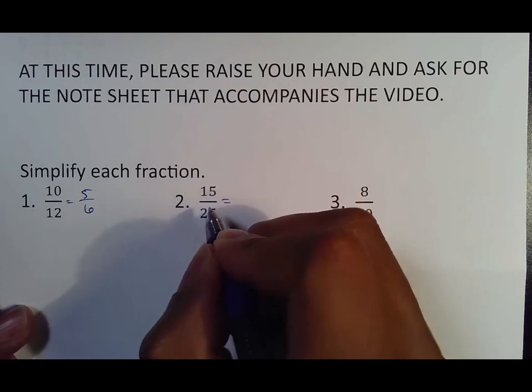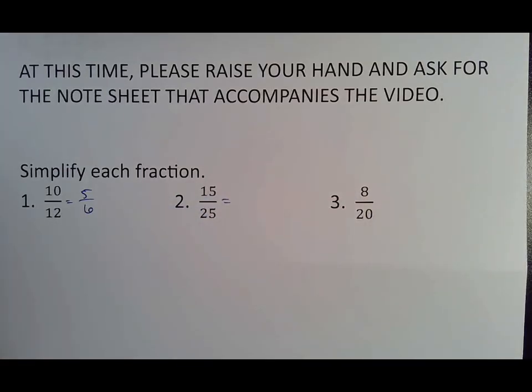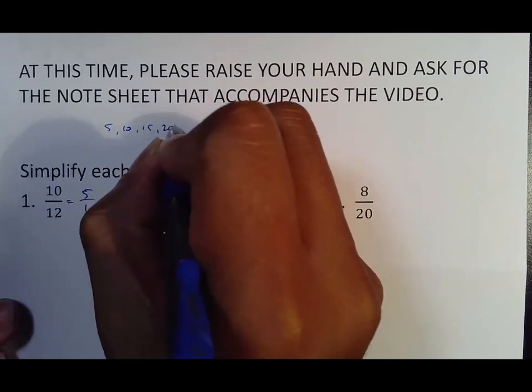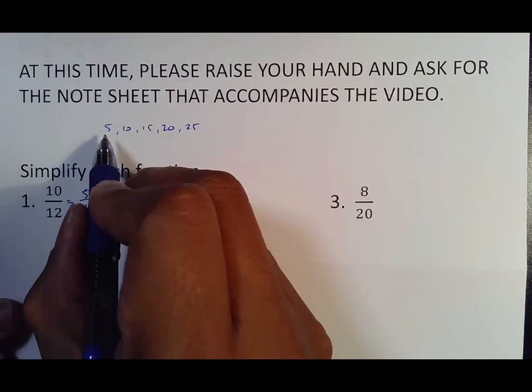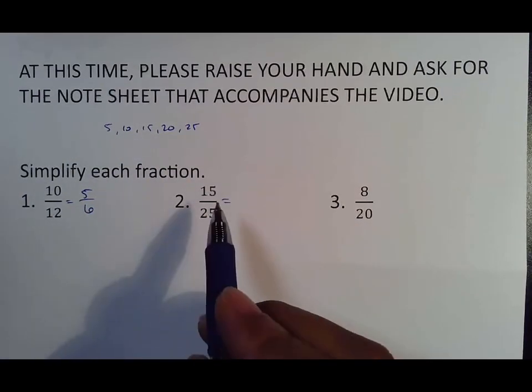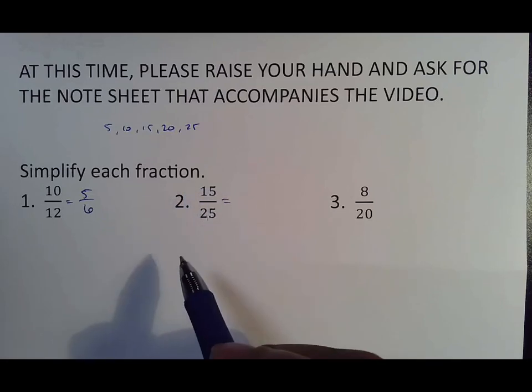15 and 25, they both end in 5. Again, figure out these little tricks that you can use. Multiples of 5 end in 0 or 5, because if you look at just the first few, it's 5, 0, 5, 0, 5. So whenever you have two numbers that end in 5 or 0, you can probably divide by 5.